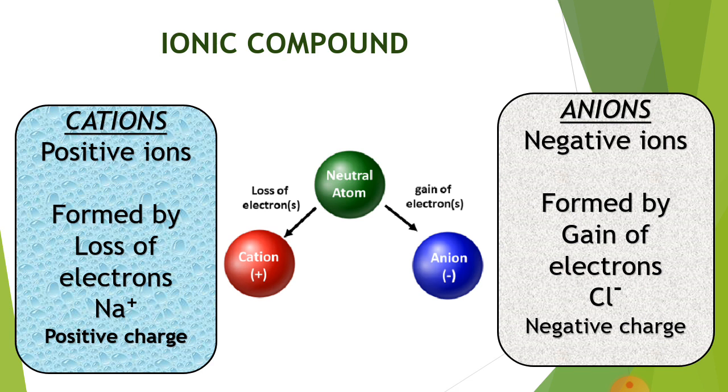On the left hand side, you can see that cations are positive ions. They are formed by the loss of electrons. An example is sodium. It becomes a sodium ion with a positive charge. And on the right hand side, you can see anions. Anions are the negative ions. They are formed by the gain of electrons and they have a negative charge. An example is the chloride ion.